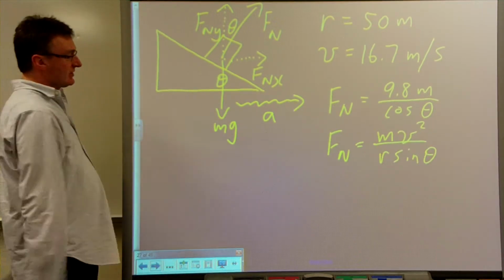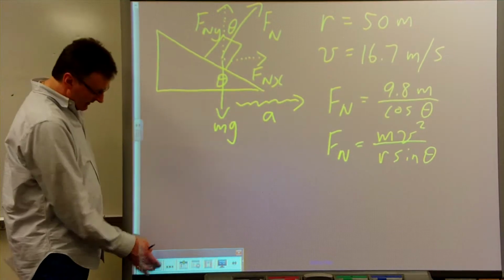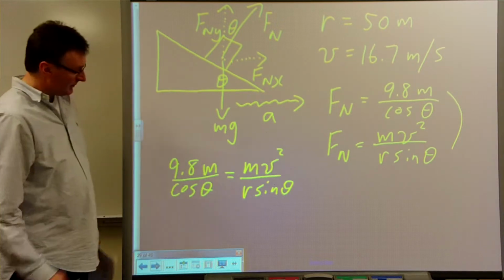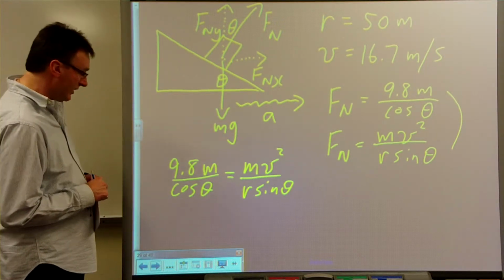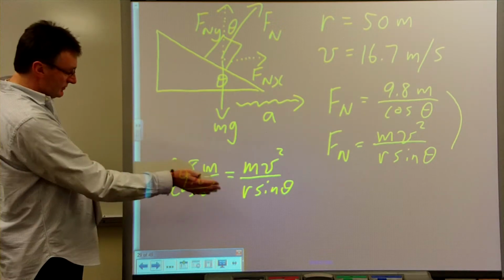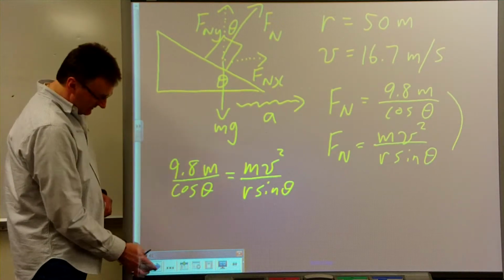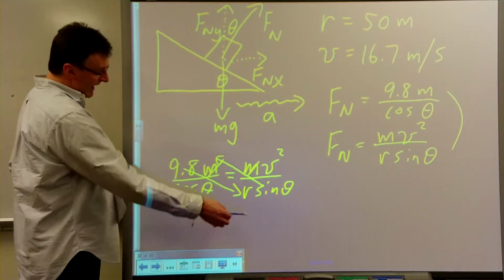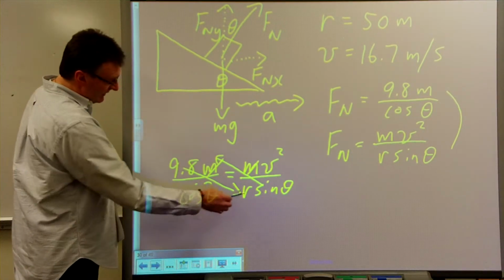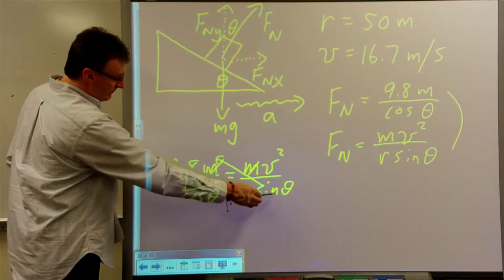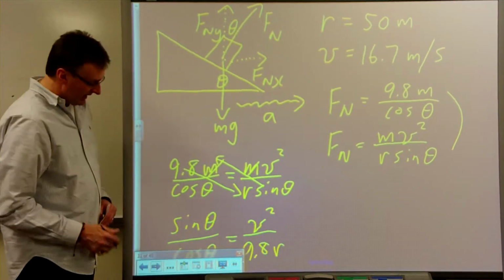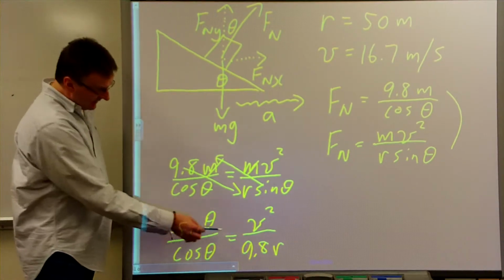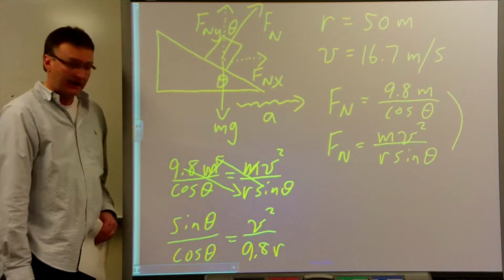So now we have the two expressions for Fn, and obviously they have to equal each other, so we can just make them equal to each other. And when we do that, we see that we've gone from three unknowns to two unknowns, but this simplifies even further. If you notice, the m's will cancel, and we'll rearrange this equation a little bit. We'll move the 9.8 down there, and we'll move the sine theta up here. So what we get then is sine theta over cos theta equals v squared over 9.8 r.